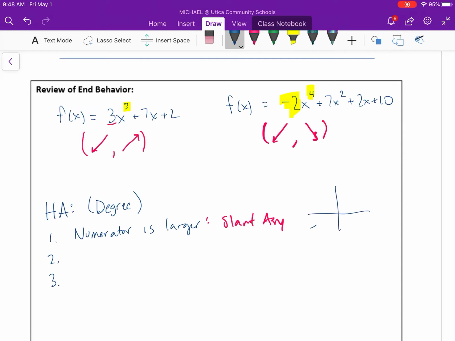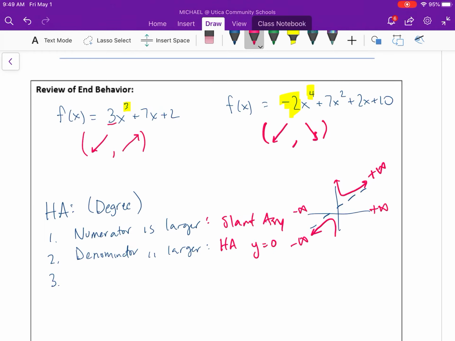So graphically, we would have something with a slant asymptote, which means that the graph, again, might be doing different things. So we'll have to test at positive infinity or negative infinity, large negative or positive numbers, to decide if the graph is going up or going down. So your answer in that case is either going to be positive infinity, like in this case, or negative infinity in this case. Second is when the denominator is a larger degree. In that case, the horizontal asymptote is y equals 0.